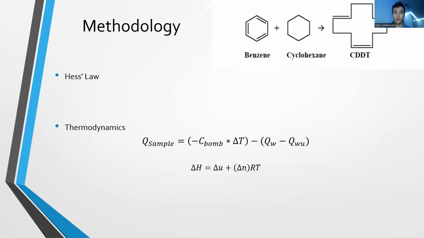For this experiment, we have this equation showing benzene reacting with cyclohexene to produce CDDT in the top right of the slide. This is very important conceptually and mathematically to understand because it shows us what should happen if these given conditions were to be met. It also allows us to apply something called Hess's law. Hess's law allows us to create a relationship between this reaction and thermodynamic properties such as enthalpy.